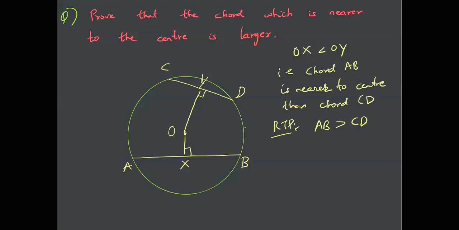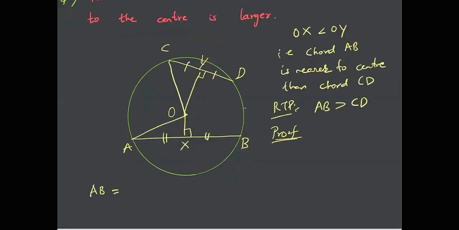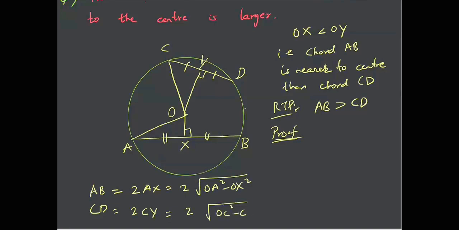Just you can do this by using the Pythagoras theorem. The perpendicular bisects the chord, right? And OA is equal to OC is equal to the radius. So what is the length of chord AB? Chord AB is 2 times AX, which is 2 times square root of OA square minus OX square. And chord CD is 2 times CY, which is 2 times square root of OC square minus CY square, right? We have just used the Pythagoras theorem. So this is 2 times root of R square minus OX square, where R is the radius. And this is R square minus OY square.